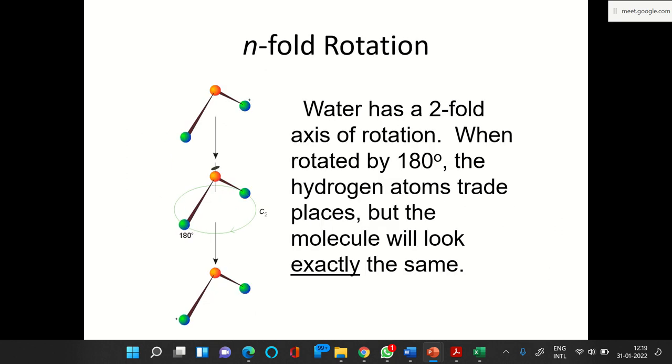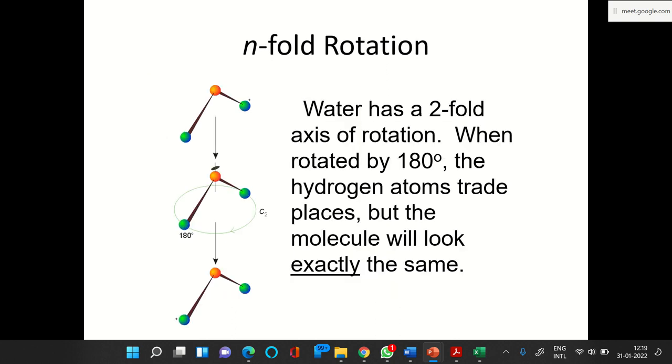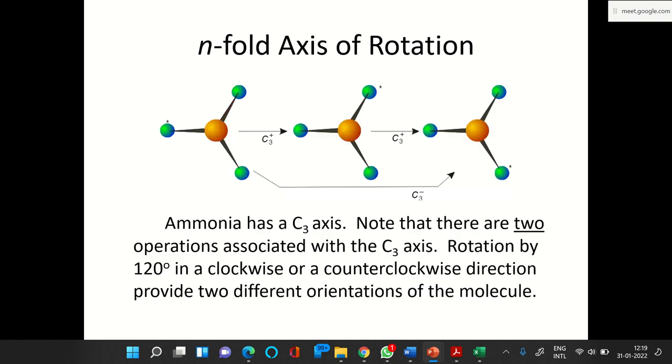Further, in case of water, we have a twofold axis, and whether you rotate clockwise or anti-clockwise, the result is the same. But in case of ammonia, if you rotate clockwise and if you rotate anti-clockwise, the results are different. To illustrate that idea, this was shown. You see the star over here, a clockwise rotation moves it here, another clockwise rotation of 120 degrees and it is here. Now think of an anti-clockwise rotation, this goes here. So it is the same thing that you obtain.